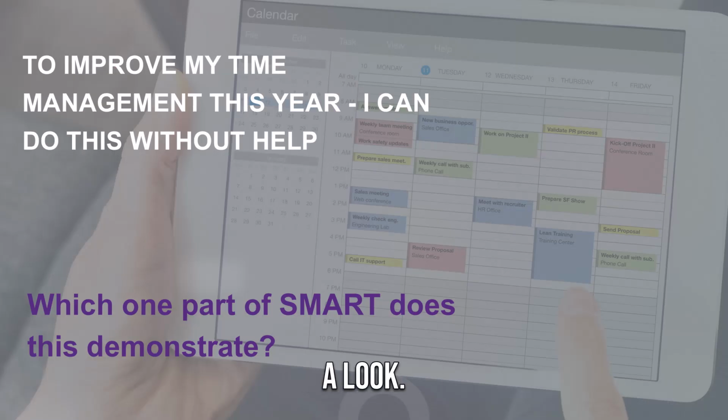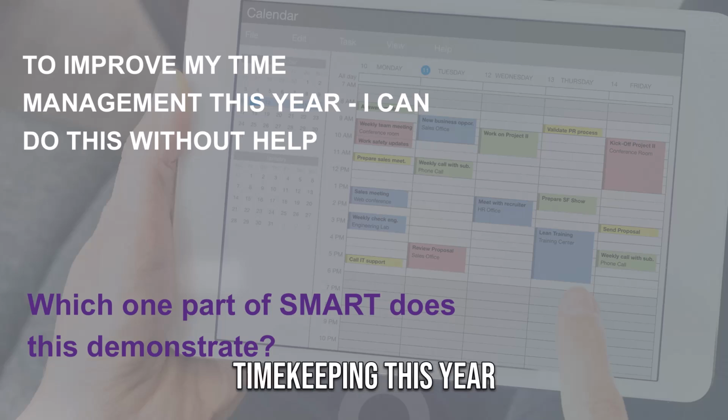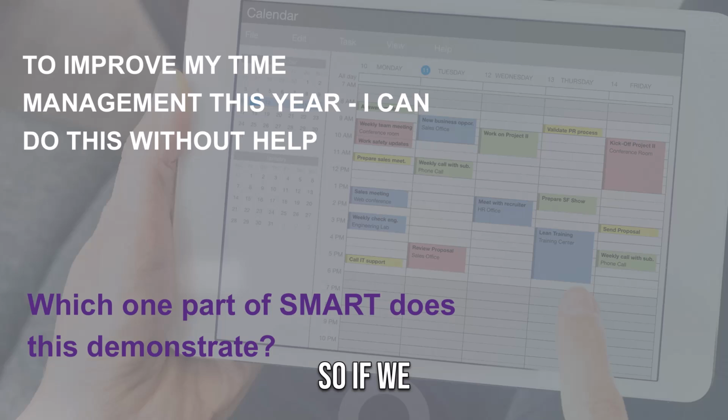So let's take a look. To improve my timekeeping this year, I can do this without help. So if we were being very kind, which one part of SMART does this demonstrate? Yes, achievable at a push, because I think I can do this without help. But really, this is a long way from a SMART goal.